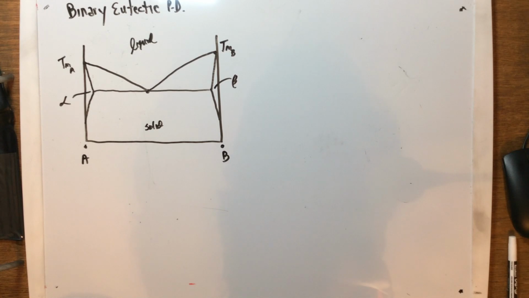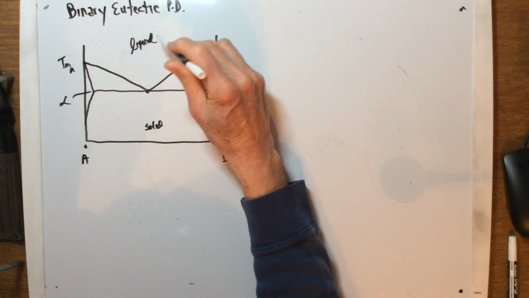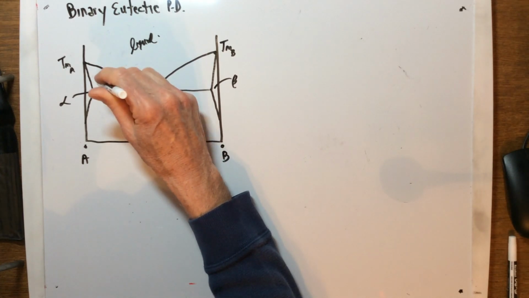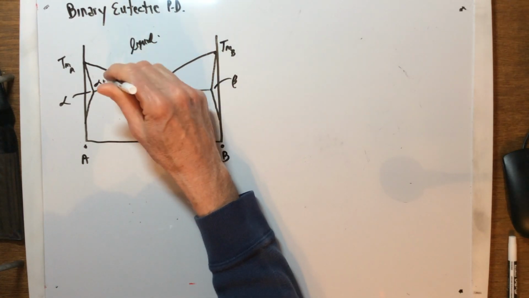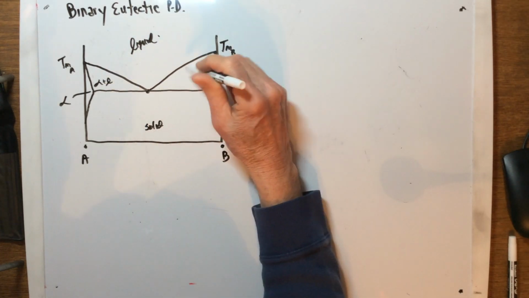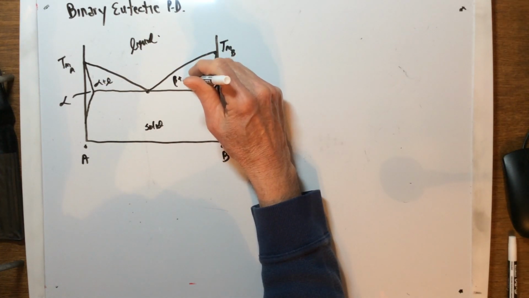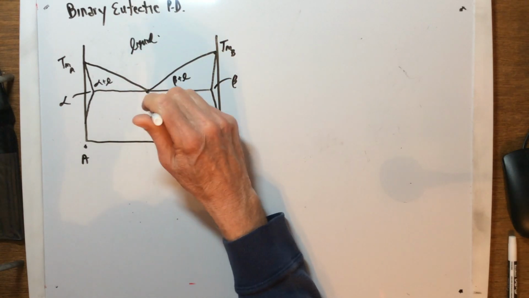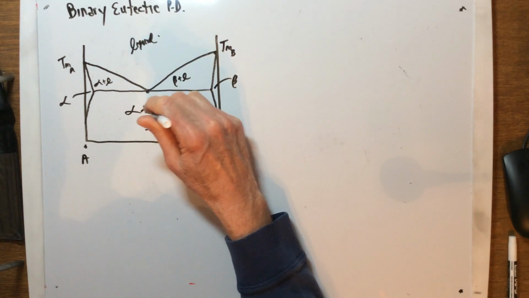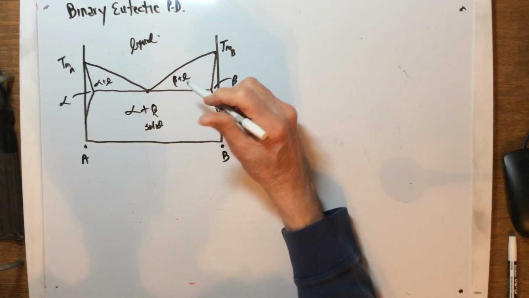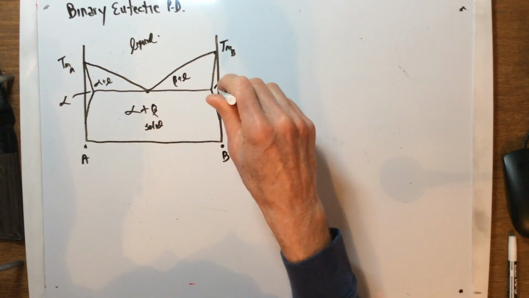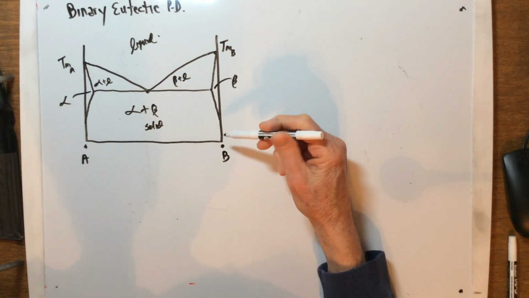Okay, now, so if this is a single phase and this is a single phase, and in here we're going to have another two-phase region, just like we had before. This will be alpha plus liquid. This is going to be beta plus liquid. And then down here, obviously between here and here, we're just going to have alpha plus beta. All right. So that's how we have the three single phases and three two-phase regions. So that all works out nicely.